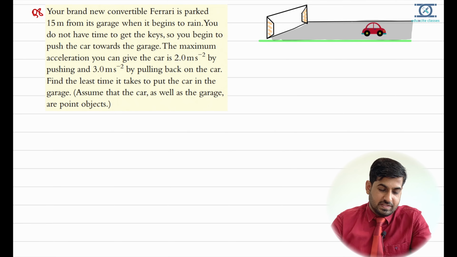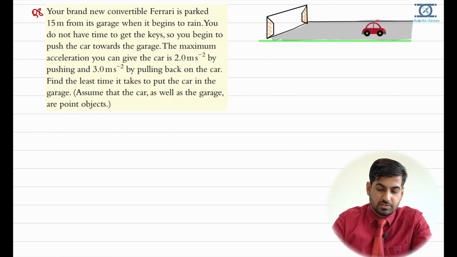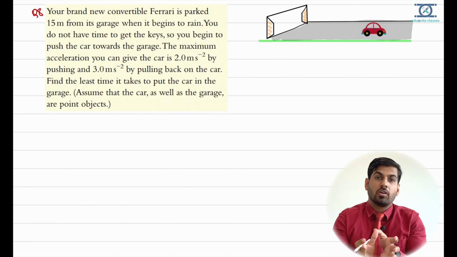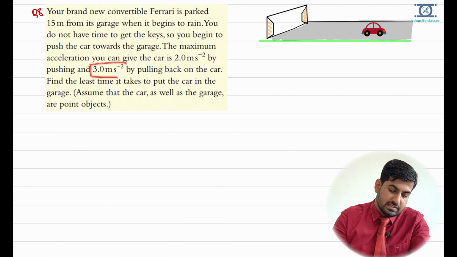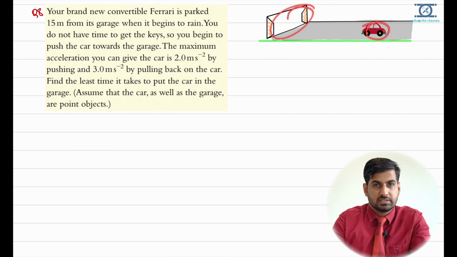Okay. So in this type of question, what you are supposed to do is first read the question very carefully. What is the information given? So this is the car. You have to push the car. You can give an acceleration of maximum 2 meter per second square by pushing, and because if you are pushing, it will gain some velocity, and you have to pull it back in order to stop the car and park it in the garage, right? So the deceleration, or you can say the pulling back, is 3 meter per second square, assuming it is constant, and these are point objects.